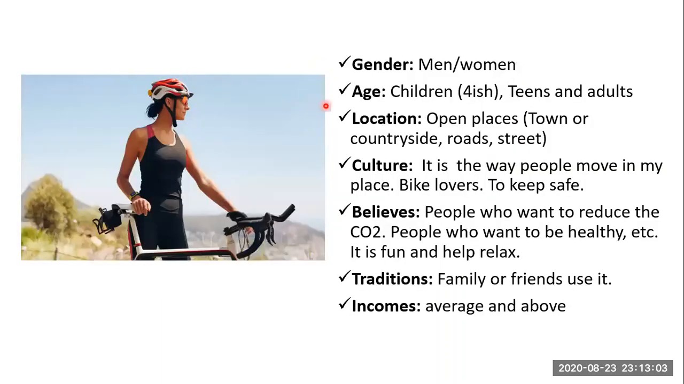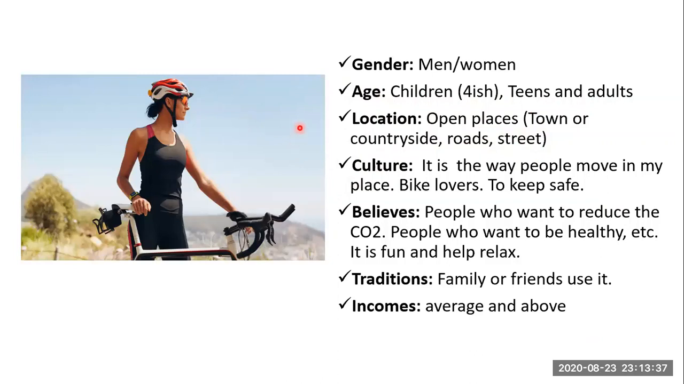Okay, age, probably since you are a child. You start riding your own bike at probably 4 years old or about, then teens and adults. So it's a product for everybody, men and women from 4 years old till the end of the years. Location, probably people who go biking in open places, town or countryside, roads, streets.